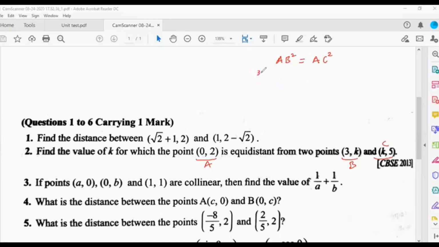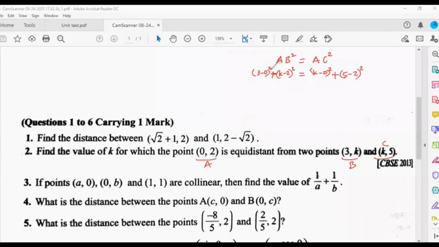What is AB square here? We can remove the root, because we are taking the square. (3 minus 0) square plus (k minus 2) all square. So next, how will AC square come? We can give the names A, B and C to the points. What will be AC square? (k minus 0) square plus (5 minus 2) all square, okay.